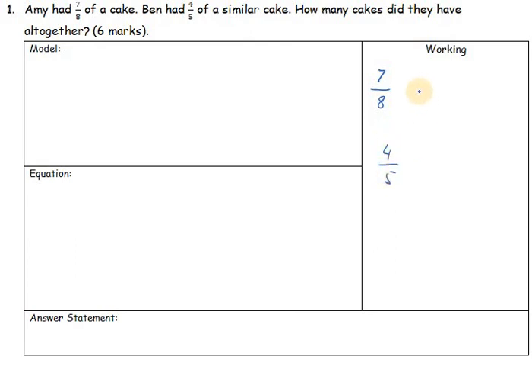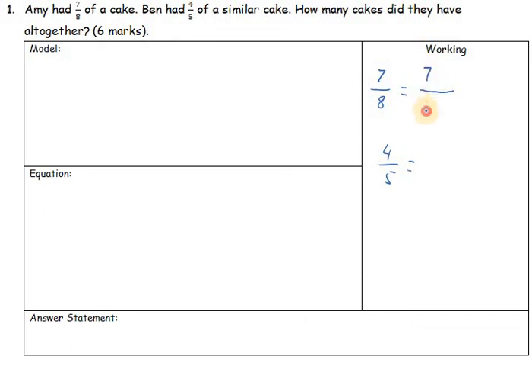Now, 7 out of 8 and 4 out of 5, and we need to make sure that these fractions in the working space have the same denominator. We see over here that they do not have the same denominator. So we need to make sure that they do. 5 cannot jump to 8, because 8 is not a multiple of 5, and they do not have any common factors. So what we need to do is multiply with the denominator from the other side.